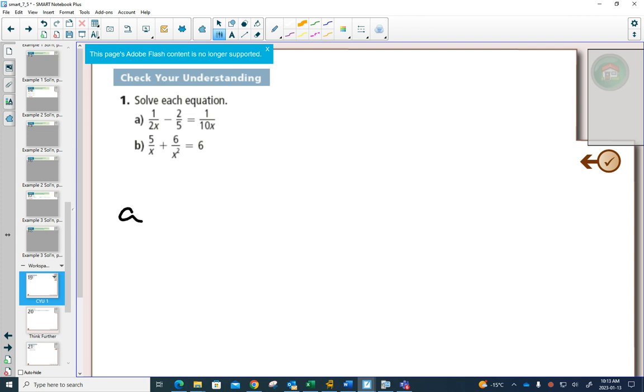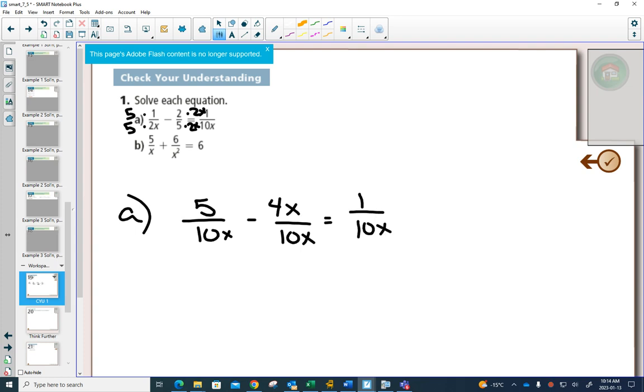So for part A, I look at my denominators. I have a 2x, a 5, and a 10x. As far as numbers go between the three, 10 would be the lowest one. So this one needs to be multiplied by 5 and 5. That one needs to be multiplied by 2 and 2. And as far as the variables go, there's just an x, but the second one doesn't have an x. So that second one is going to be multiplied by the 2 and an x. That will give me 5 over 10x minus 4x over 10x equals, and the last one didn't change, 1 over 10x.